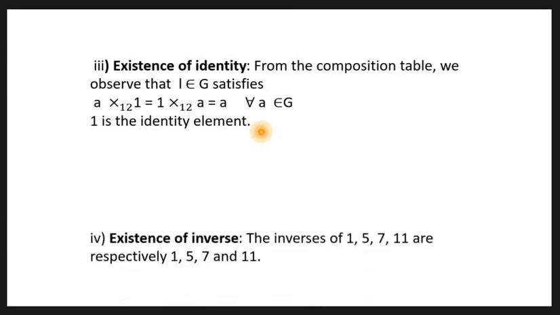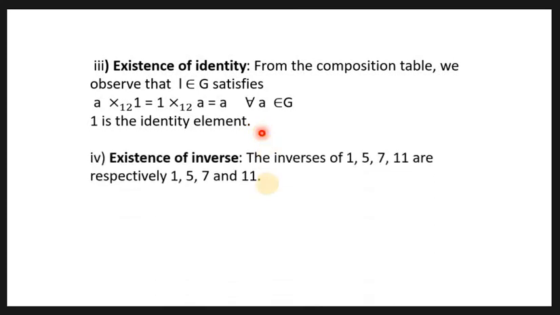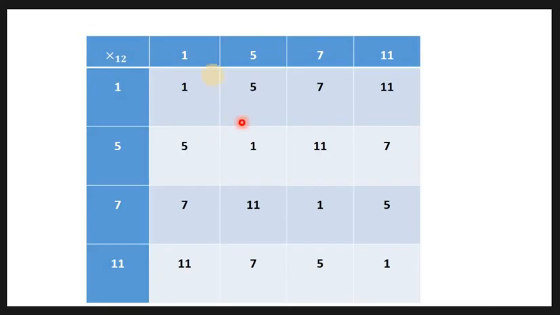Next let us check the existence of inverse. The inverses of 1, 5, 7, 11 are respectively 1, 5, 7 and 11. Let us go to the table and check the inverses. We know that 1 is the identity element. So corresponding to 1, let us see the elements present in rows and columns. 1 into 1 is 1. So the inverse of 1 is 1 itself.